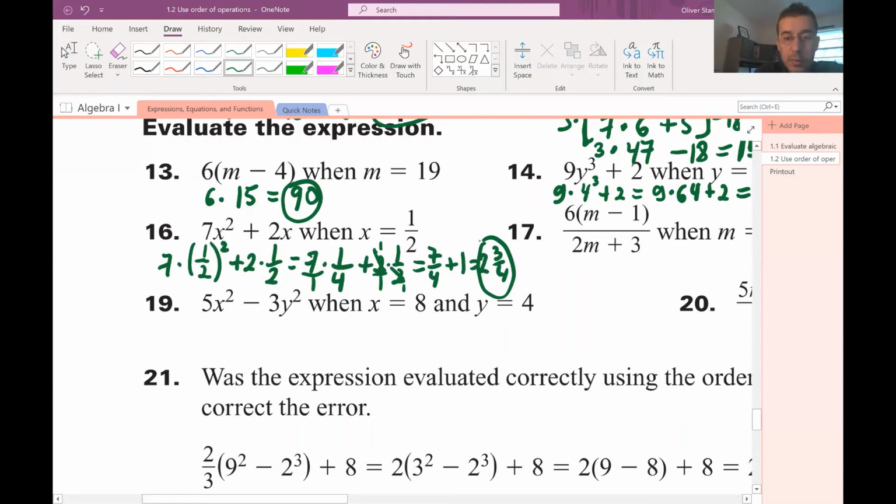Why 2 whole? Because 7/4 can be written as 4/4 plus 3/4. 4/4 is 1 whole. So the 1 whole and the 1 right there, that's 2. And then the 3/4 that's remaining.